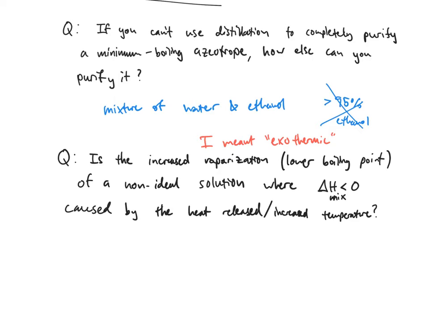If I understand you correctly, you're asking when two substances mix and it's exothermic, sorry, I may have said endothermic, but I meant exothermic, then is that release of heat what causes the vaporization as a result of the change in temperature, say, of the system? I believe the answer to your question is no. We can assume that the process is isothermal and we will still get increased vaporization and a lower boiling point. So if I understand your question correctly, the answer is no.